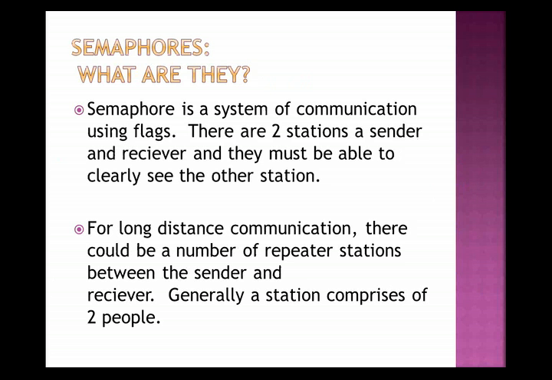Now we discussed what a semaphore is. That is a system of communication using flags, in which communication between the systems or processes takes place with the help of flags. There are 2 stations, the sender and the receiver, and they must be able to clearly see the other station. For long distances, they use a repeater or a router for communication among the different processes.